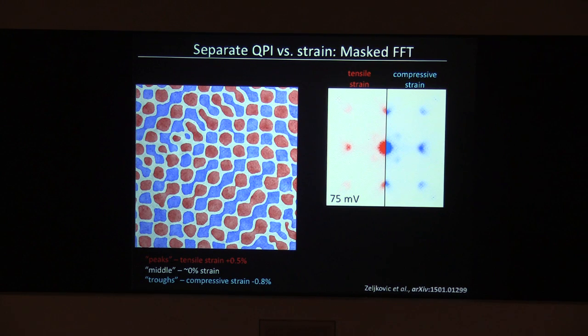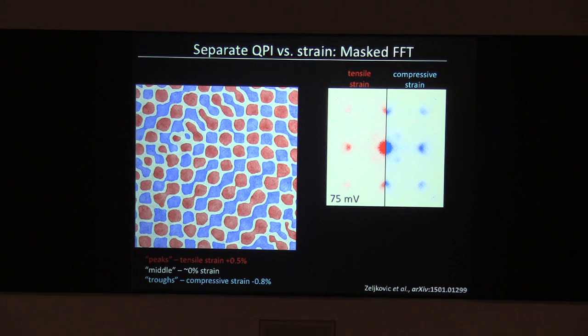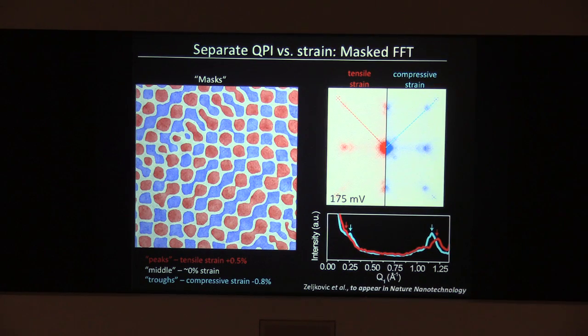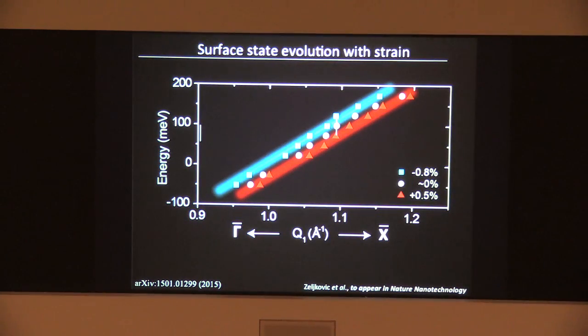So at some energy far from the Dirac point, here's a selective Fourier transform of the red region, and you can see that these vectors are, this is smaller than this is smaller than this. So you can see there's a Q space shift in these things, okay? You can see that in the line cuts as well. And this occurs consistently as a function of energy, and if you were to plot Q in these two regions as a function of energy, you get these two lines.